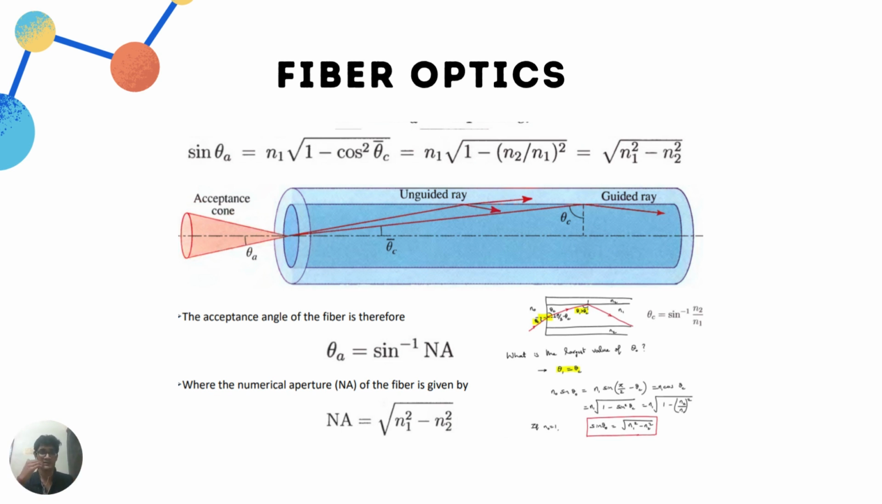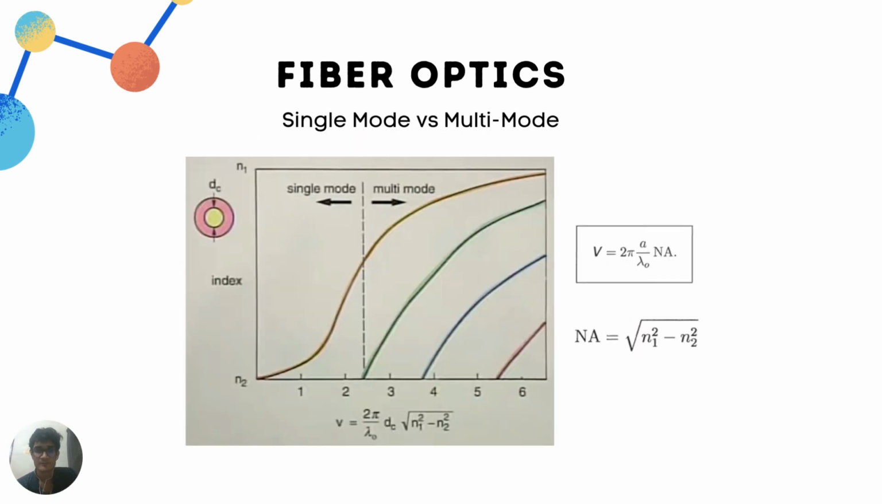Now, if the light ray is incident at an angle greater than theta a, it won't be able to perform total internal reflection and will hence get scattered out of the core, and that will cause data loss. Conclusion: for data to be transmitted through a fiber optic cable, the angle of incidence of the ray has to be less than theta a, inside the acceptance cone.